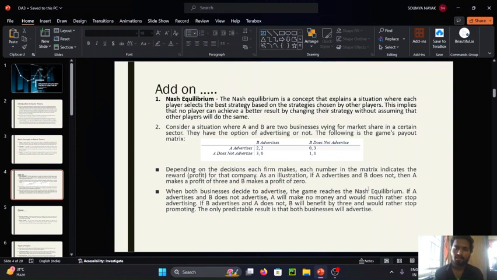Suppose we have A and B. They are running two businesses, vying for market share in a certain sector. They have the option of advertising or not. The following is the game's payout matrix. Suppose B advertises and A doesn't advertise, or A advertises and B doesn't advertise, or both A and B are advertising. So we have a scenario here. What is happening here?